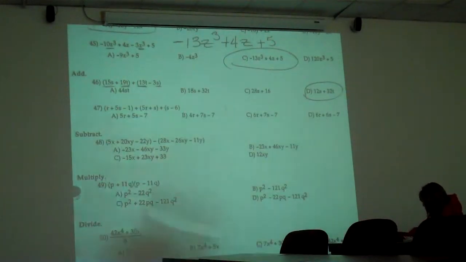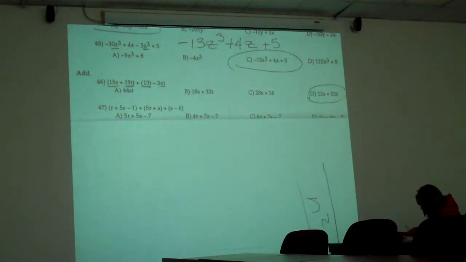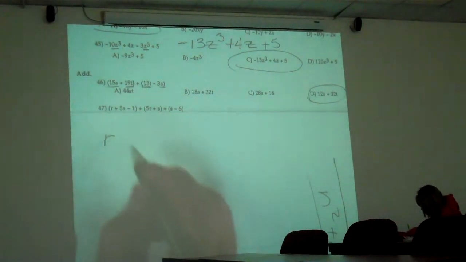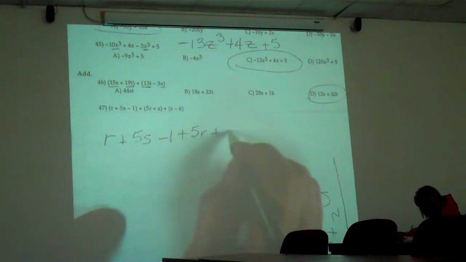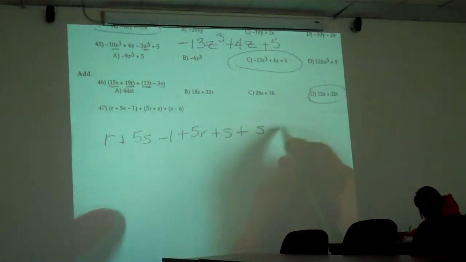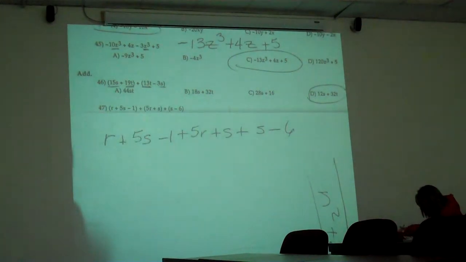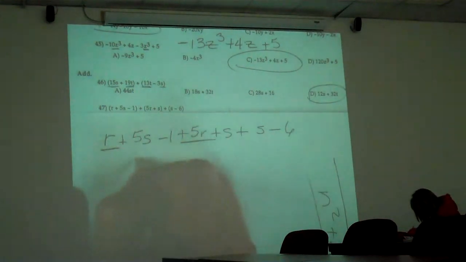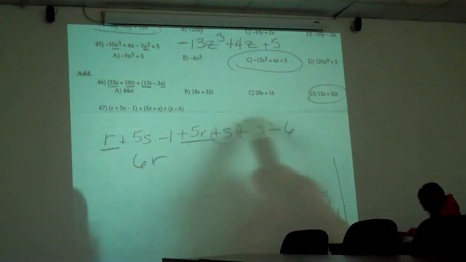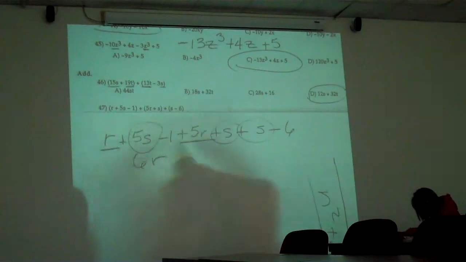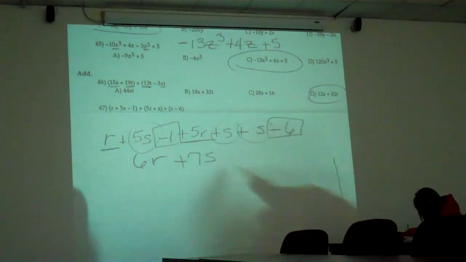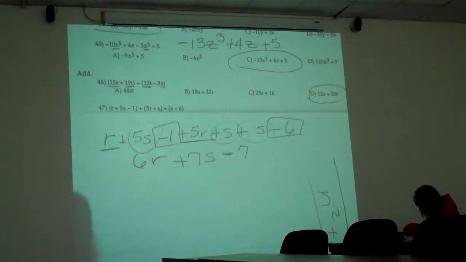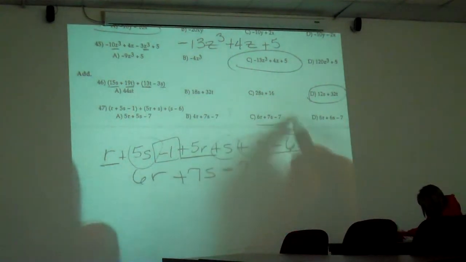Okay, these are all addition right here. So just take the parentheses off. Okay? You have r plus 5s minus 1 plus 5r plus s minus 6. So r's, we'll start with the r. How much is that going to be? 6. 5 plus 1 is 6. How about the s's? Positive 7s. And then numbers, negative 7. And that's it. 6r plus 7s minus 7.